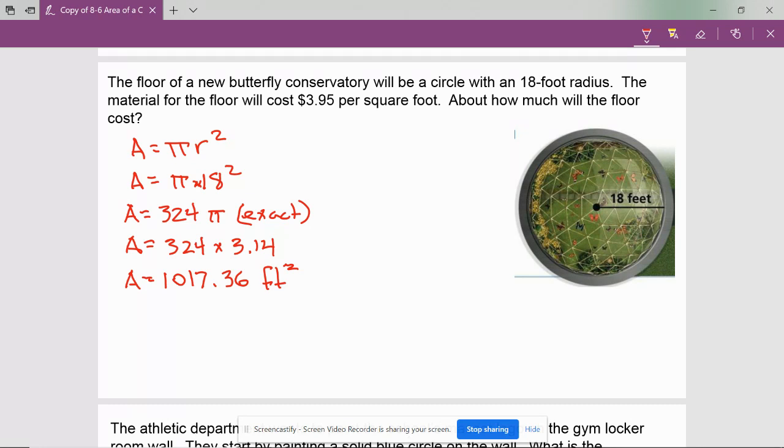square feet. If we take this square footage and we have to pay $3.95 per square foot, to find out how much our material is going to cost, we take our area, 1,017.36, and multiply that by $3.95 to figure out our total price, which is going to be equal to $4,018.57. This is our actual answer.